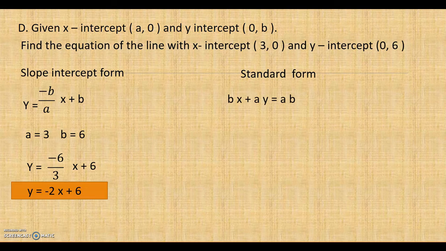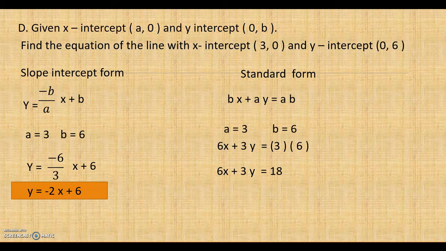For our standard form, we have the formula of b times x plus a times y is equals to a times b. So let's plug in the given values. So we have 6 times x plus 3 times y is equals to 3 times 6. So we have 6x plus 3y is equals to 18. So this is our standard form given the x-intercept and y-intercept.